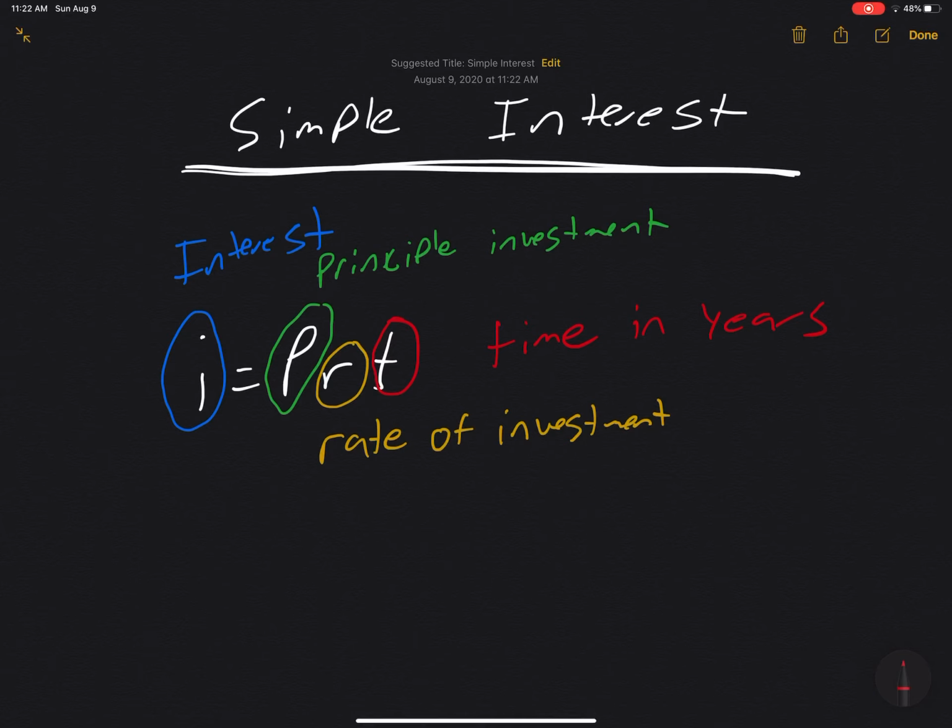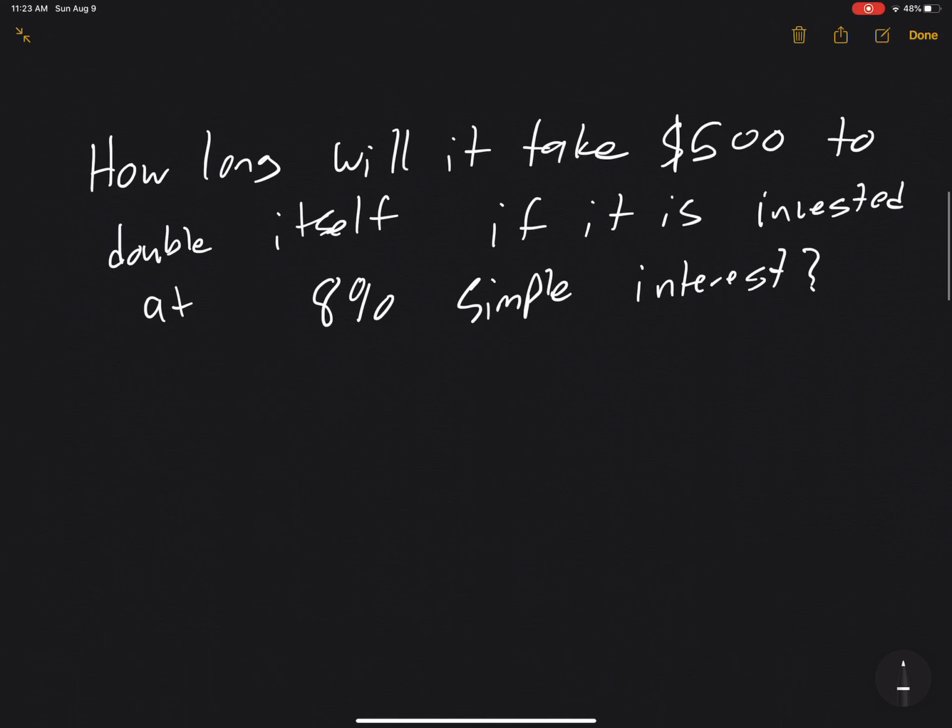And this equation will help you to see exactly how much interest you can earn over a certain amount of time, say with your money in a bank account or in a CD, in any type of investment scenario. So let's do a few examples to illustrate how powerful the simple interest equation is.